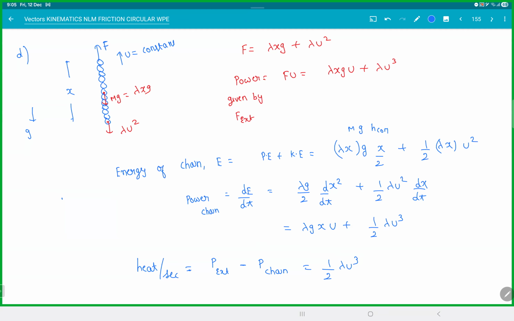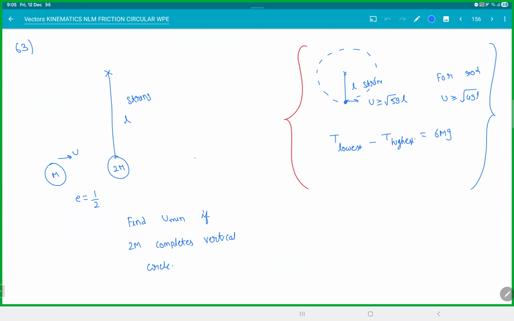Then there is one more I wanted to ask. Let's get this thing. We have two balls, m and 2m, e is equal to half. This thing comes with speed u and hits the ball 2m. Find the minimum speed if it completes a vertical circle.